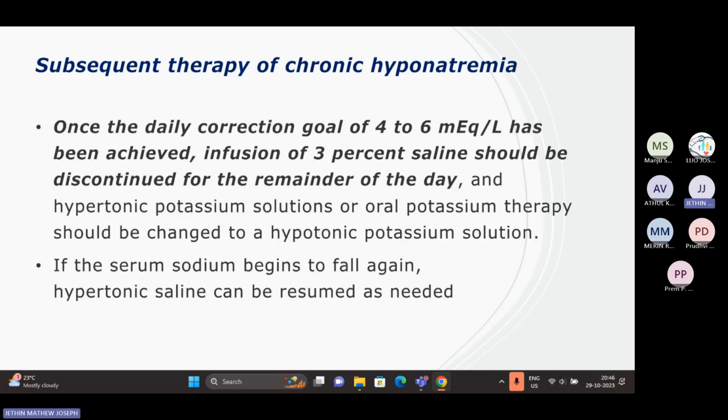As I mentioned earlier, once the daily correction has been achieved, infusion of 3% saline should be discontinued for the remainder of the day. If the serum sodium begins to fall again, hypotonic saline can be resumed as needed. So that is why monitoring is needed.